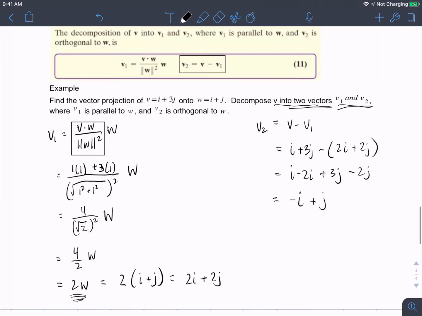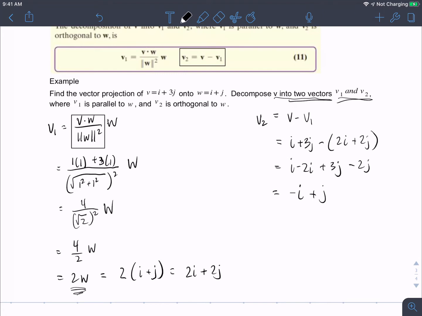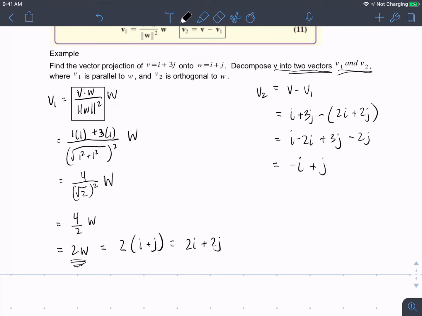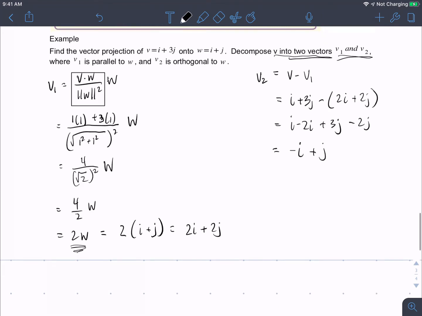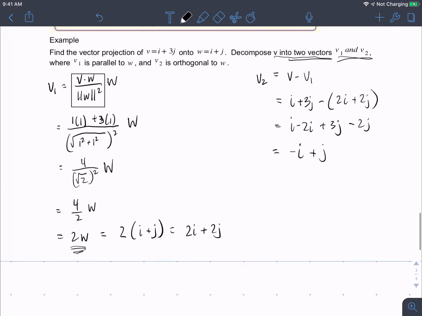This is orthogonal to w, and we can check that by doing the dot product and showing that the dot product is in fact 0. I'm not going to demonstrate that right now, but there's one thing I do want to show you, which is what this looks like graphically. Let's see if I can do that for you so you can see.